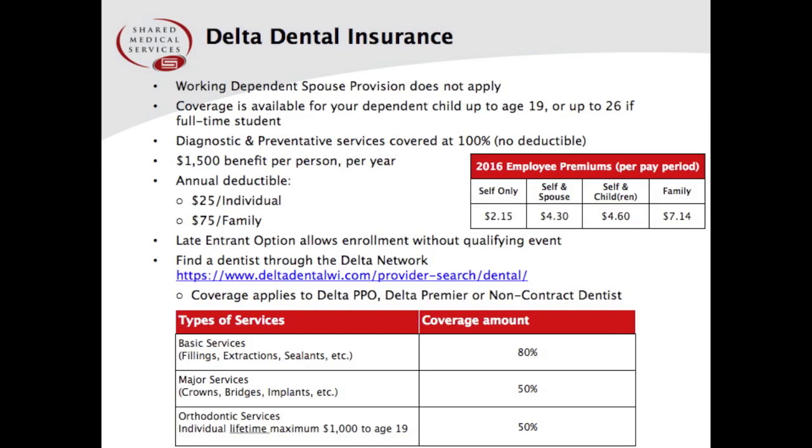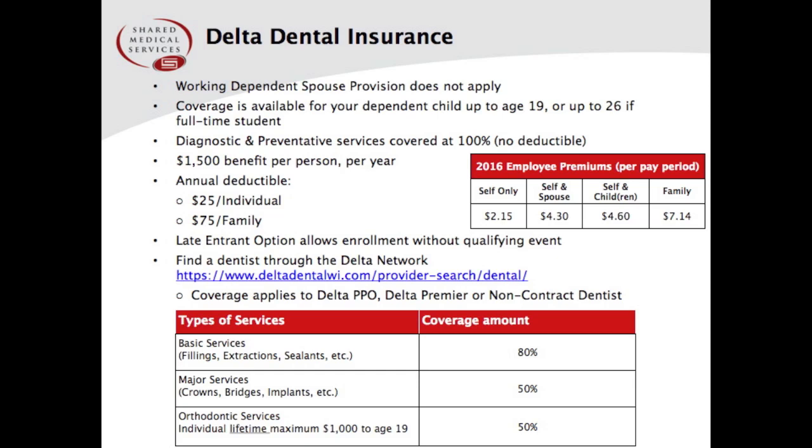Delta Dental is the provider for our dental insurance. The working dependent spouse provision does not apply. However, coverage eligibility varies slightly for the dependents. The child is covered to age 26 only if he or she is a full-time student. Otherwise, there is coverage up to age 19.